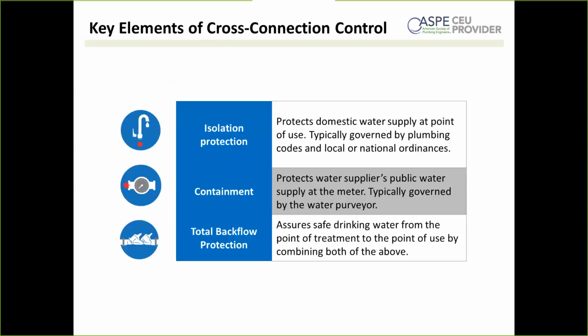All right, so our key elements of cross-connection control. We have isolation. That's point of use control. That's something like your backflow preventer at your hose bib, your backflow preventer at your hydronic system. Then we have containment. This is protecting the public water supply. This is the backflow prevention at the source, right where your water meter is. This is typically governed by your water purveyor as opposed to isolation, which is governed by local or national codes and ordinances. So total backflow protection is protection both at the meter and at the point of use.